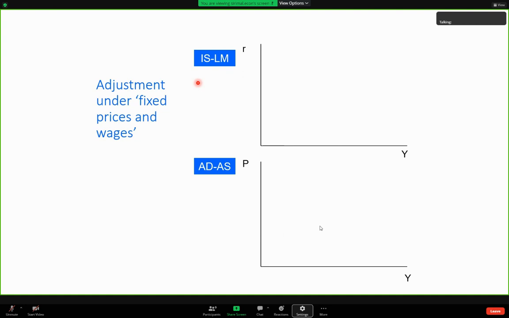So if you have drawn the two graphs like this vertically, now you can see adjustment to fiscal expansion under fixed prices and wages. So that is our assumption. Fixed prices and wages.